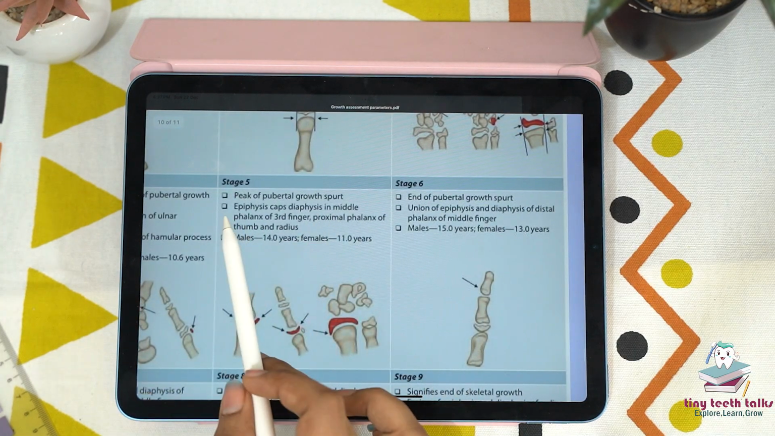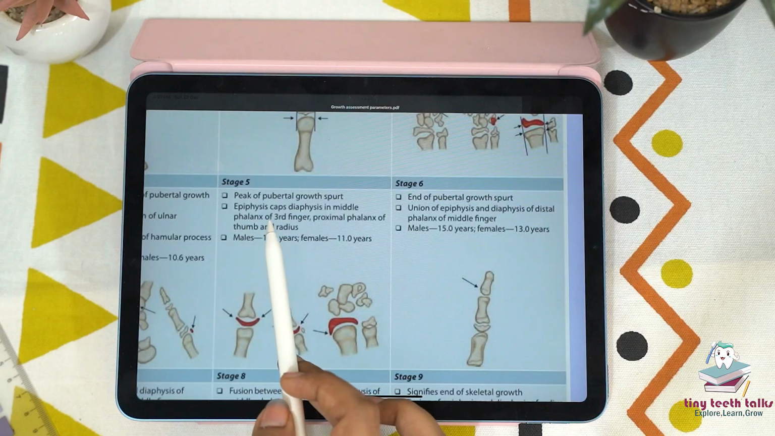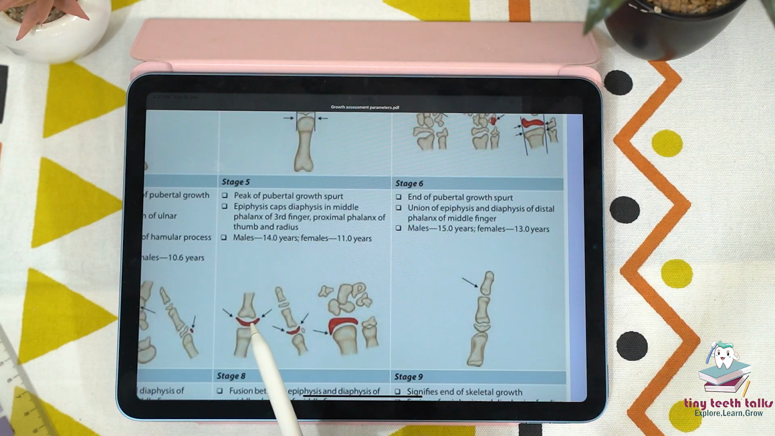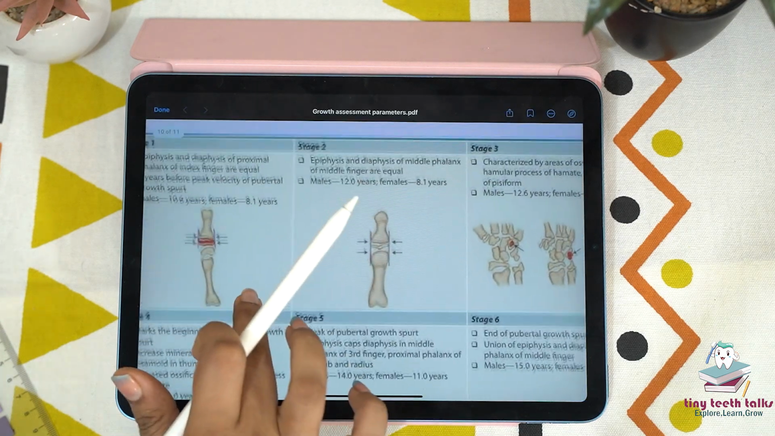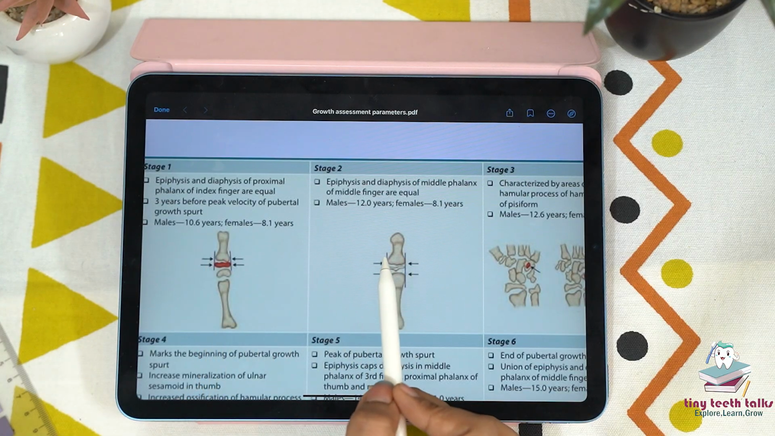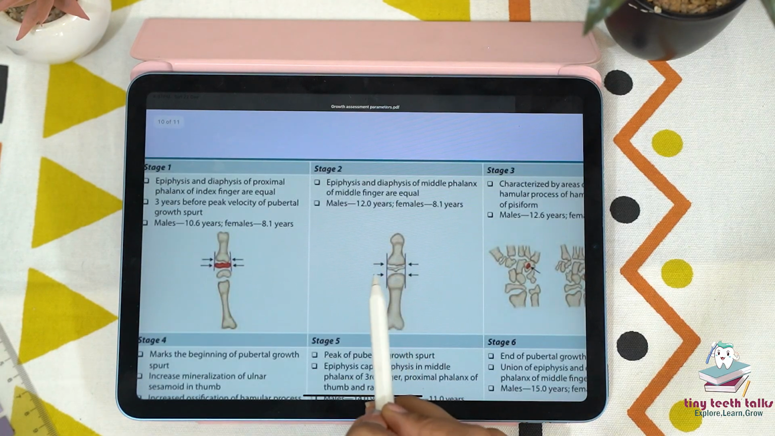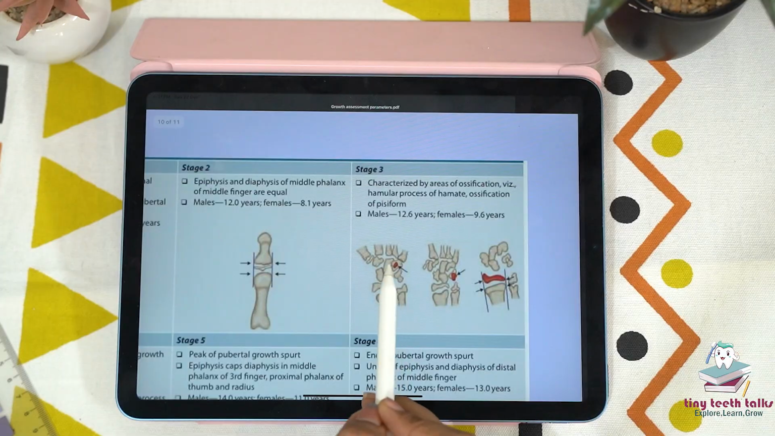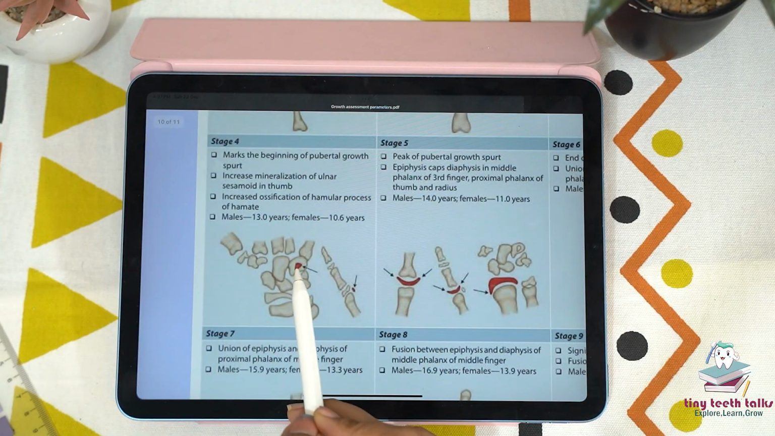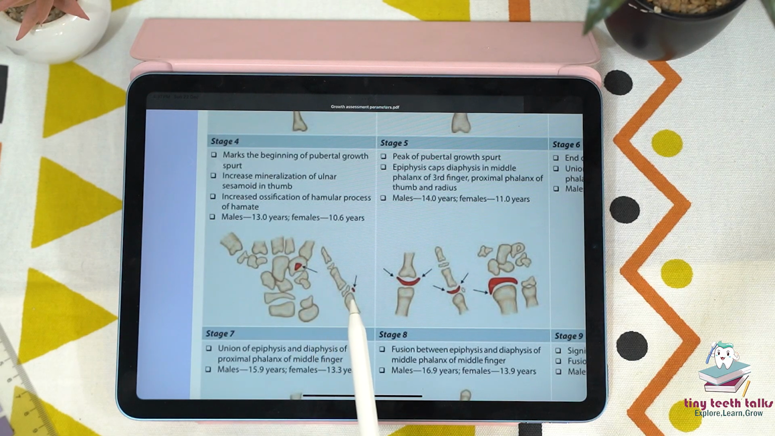Stage 5, peak of pubertal growth spurt. Epiphysis caps diaphysis in the middle phalanx. So epiphysis caps the diaphysis. Here we can see the epiphysis and the diaphysis of the proximal phalanx are equal. Here also it is equal, but in the middle phalanx. In stage 3 we saw the ossification start. In stage 4 there is marked ossification, the beginning of the pubertal growth, and mineralization of the ulnar sesamoid bone.